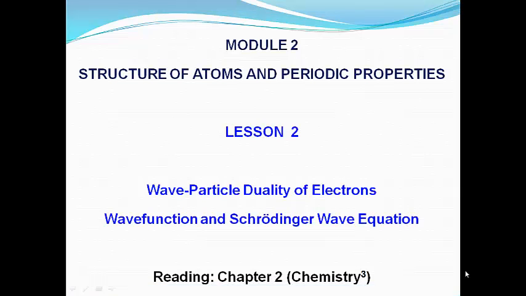Welcome to our second podcast in this module. In this lesson we'll be looking at the wave-particle duality of electrons, which essentially allows us to have a better understanding of the behavior of electrons. And then we'll also be describing the movement of electrons through what we call a wave function, and relating the wave function that the electron has in terms of its motion to the energy that it has through what we describe as the Schrodinger wave equation.